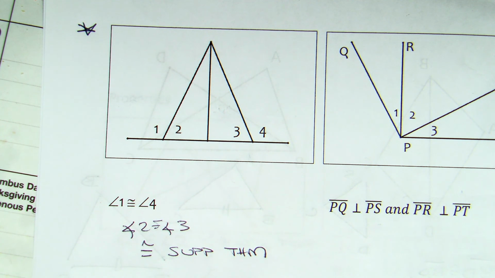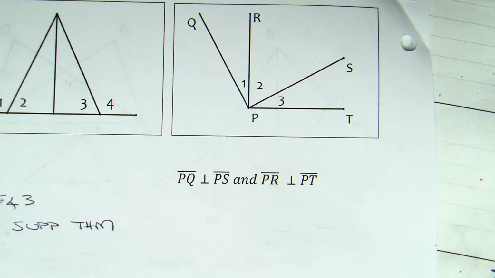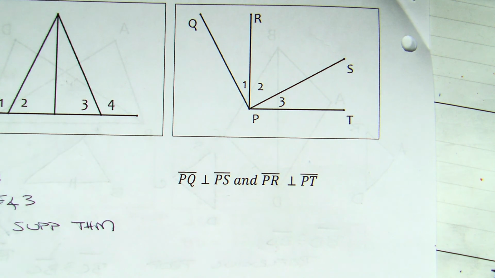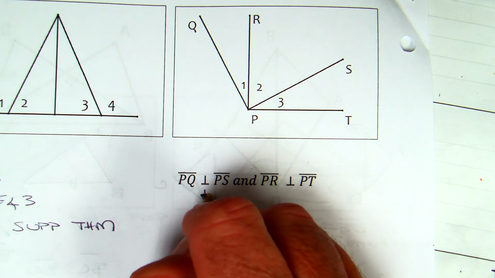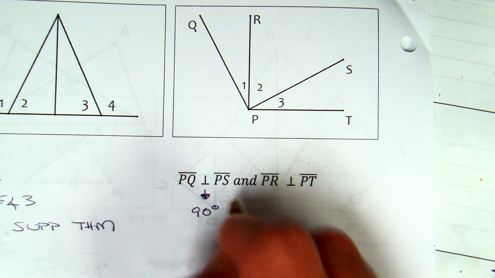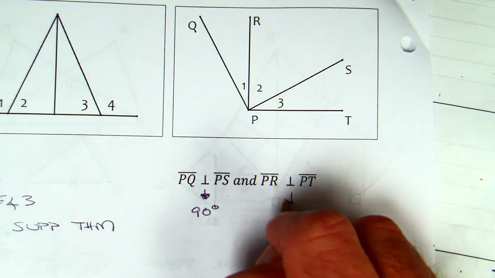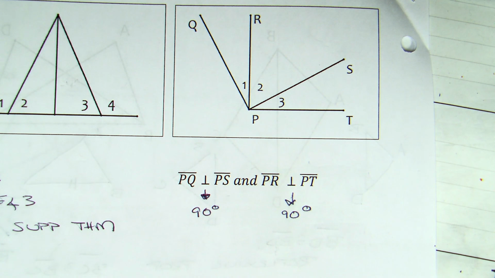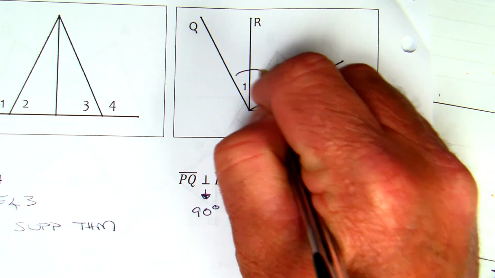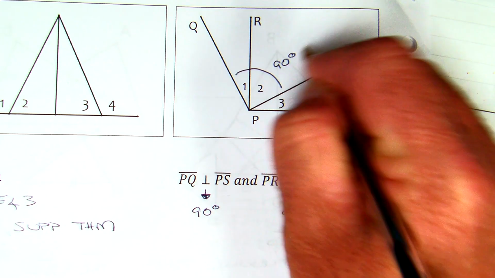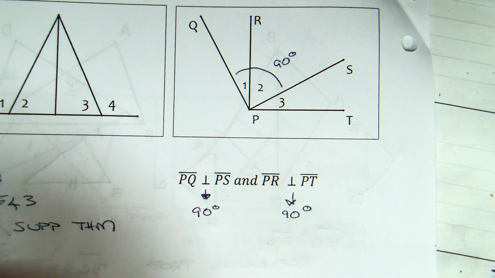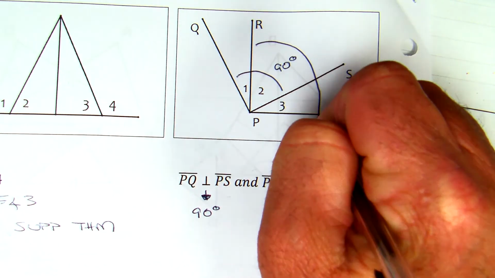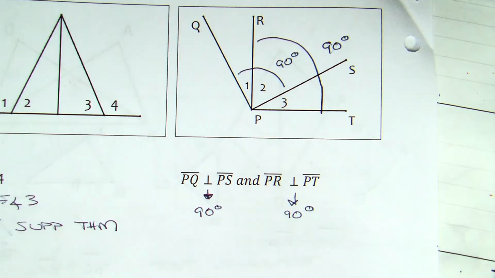Good. And then to help you with tonight's homework, PQ is perpendicular to PS, which indicates what kind of angle is formed? 90 degrees. PR is perpendicular to PT, so that's also what? 90 degrees. If PQ is perpendicular to PS, that means this angle is 90 degrees. If PR is perpendicular to PT, that means that angle is also 90 degrees.